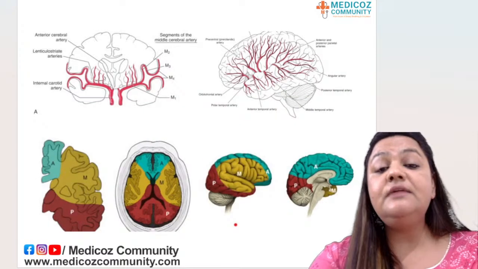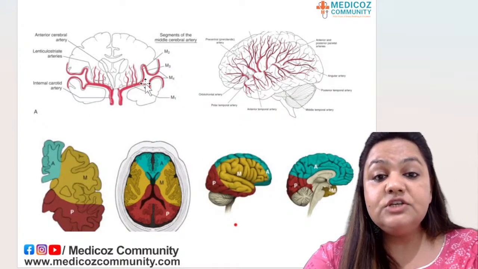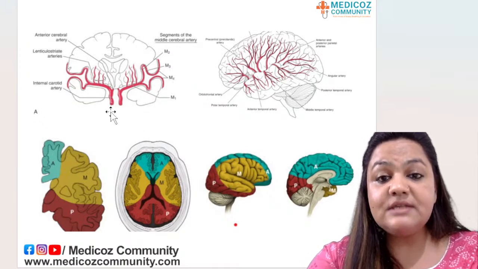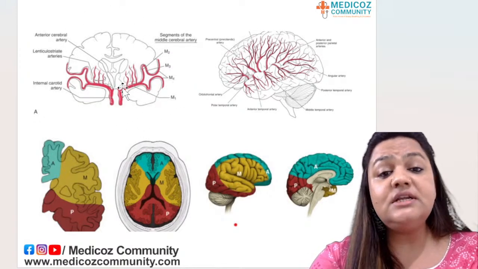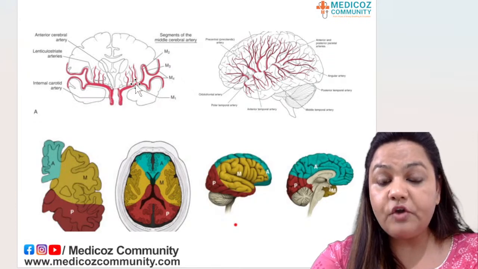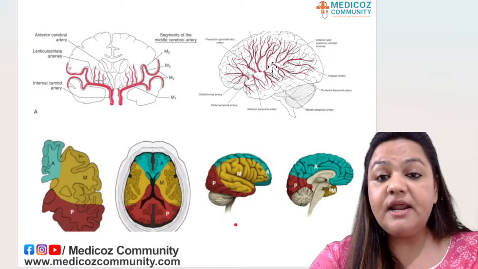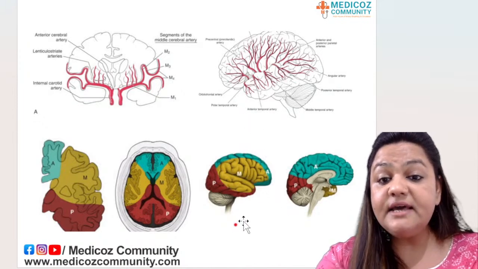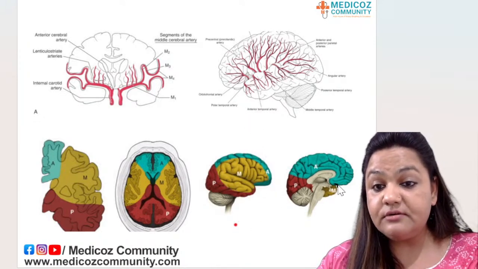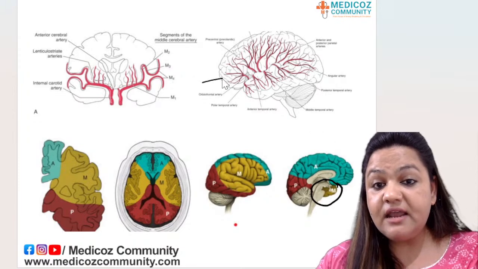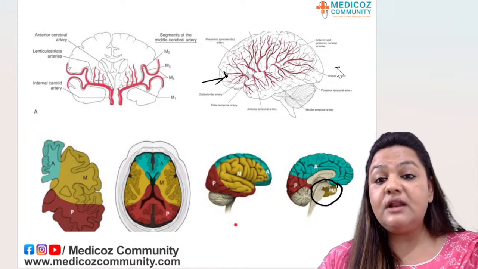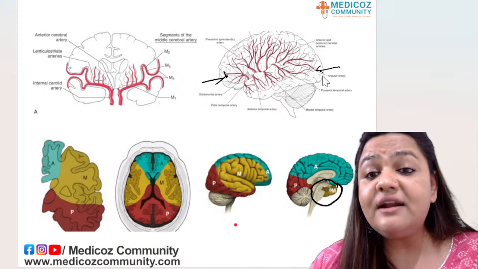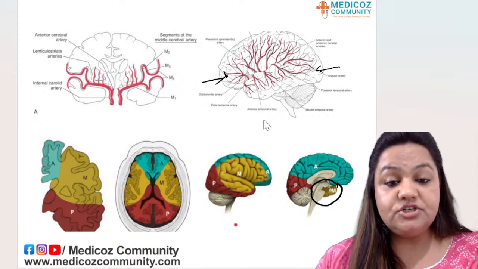Then we will see the blood supply for the brain. Here you can see the middle cerebral artery. This middle cerebral artery is supplying the frontal lobe, parietal lobe, and the temporal lobe including its medial part. The remaining area is supplied by the anterior cerebral artery, posterior cerebral artery, and the middle meningeal artery, which supplies the meninges of the brain.